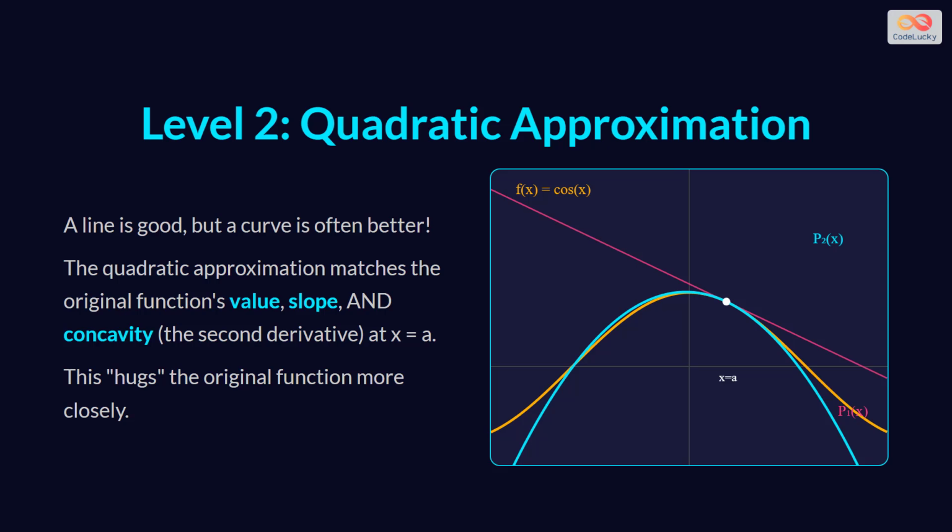A straight line is a decent approximation, but only for a very small region. To get a better fit, we can use a curve. A quadratic approximation, or a parabola, does a much better job. It not only matches the function's value and slope at our point, but it also matches the function's concavity by using the second derivative.